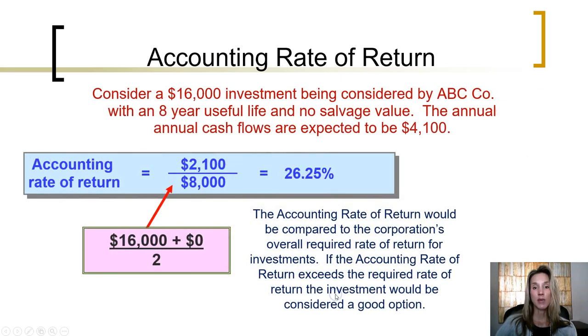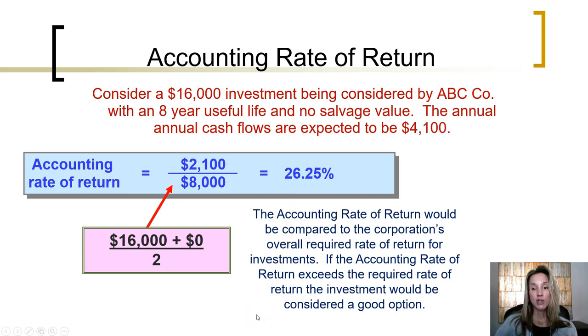So calculating the rate of return, net income of $2,100 divided by the average investment. To get the average, we take the beginning investment amount plus the ending and divide by 2. We calculated an accounting rate of return of 26.25%. This means that this investment will provide a 26.25% return on the investment amount.